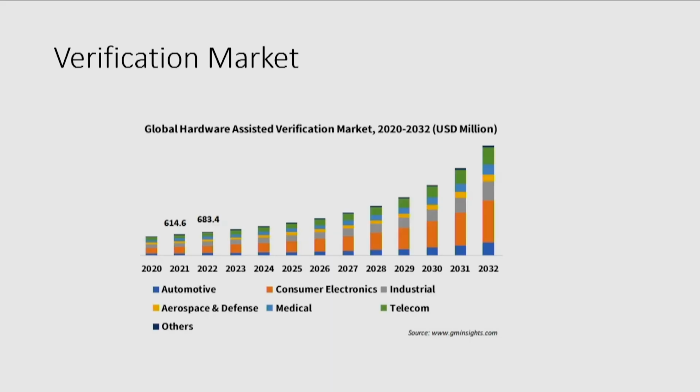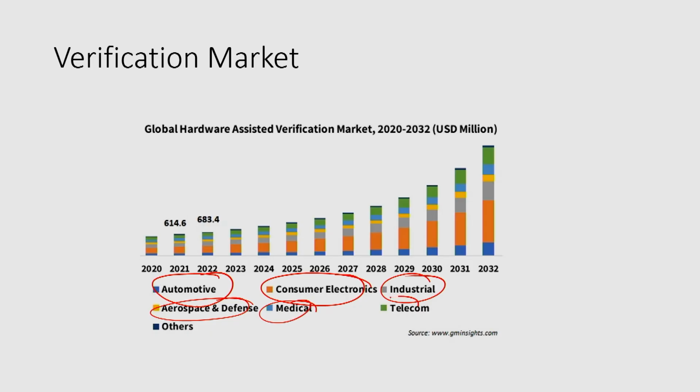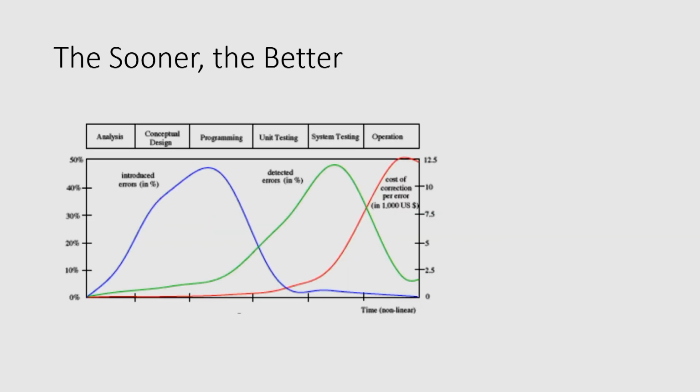So again, just to highlight this, verification is needed everywhere. This highlights the kind of market we have, and it's across everywhere, right. It is the verification market in automotive, consumer electronics, industrial, aerospace and defense, medical, telecom, software, everywhere, right. So you basically need verification engineers in every domain, right. This is a very important slide.